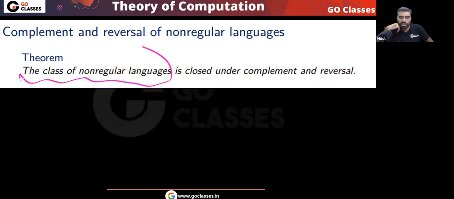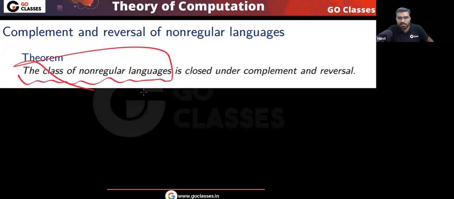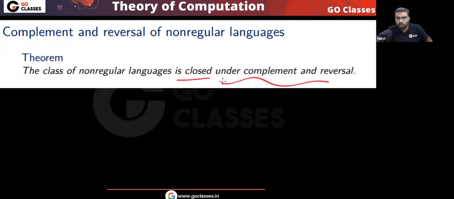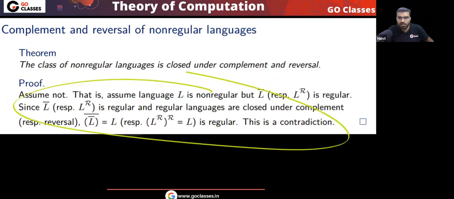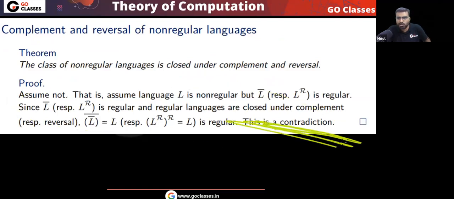The class of non-regular languages is closed under complement and reversal. Can you prove it? How will you prove it? Tell me. Prove by contradiction. Very good. You can prove it by contradiction.